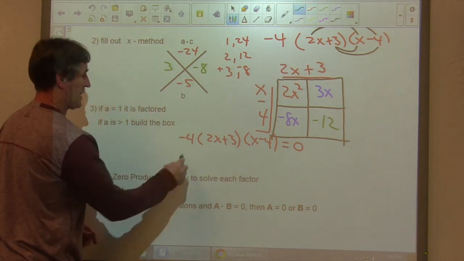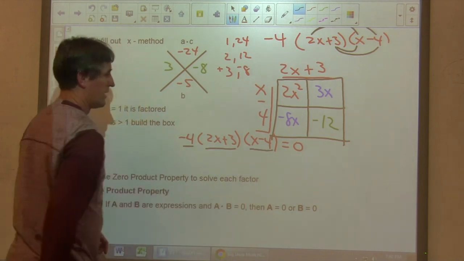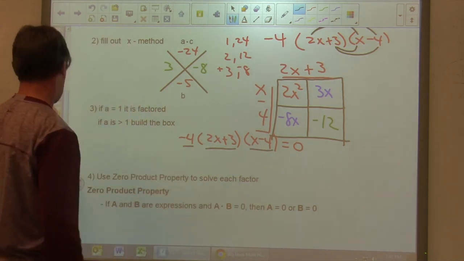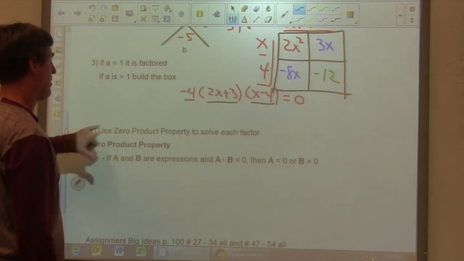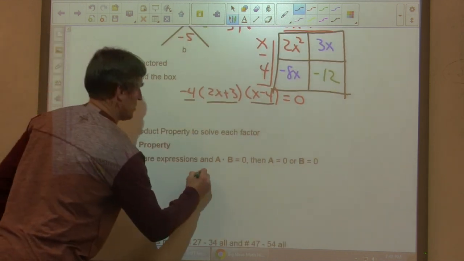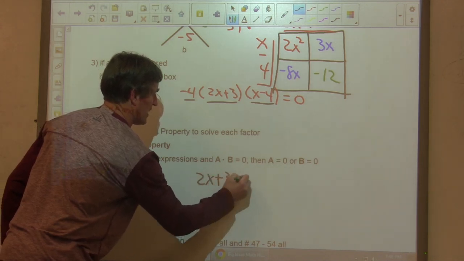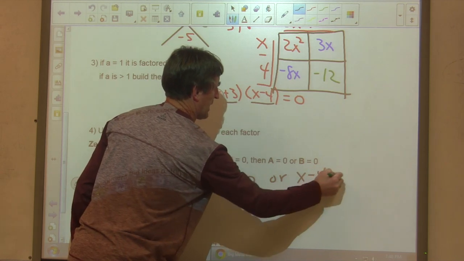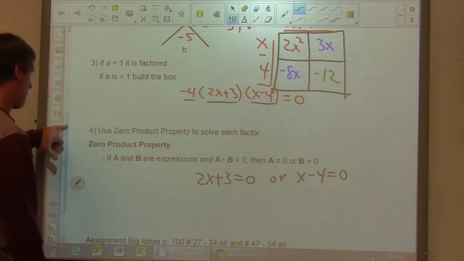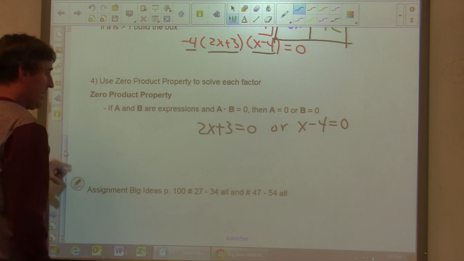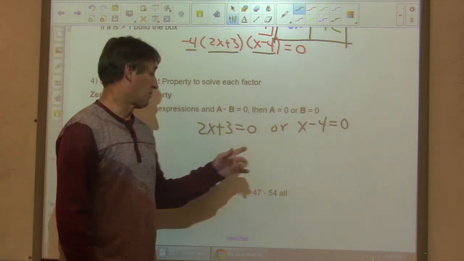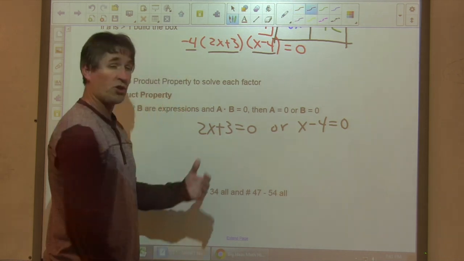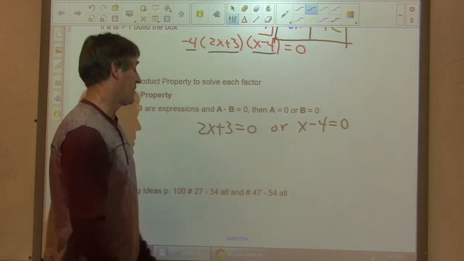So we really have 3 things multiplied together. But negative 4 can't be 0 because it's just negative 4. So that means if I use the zero product property, either 2x plus 3 equals 0 or x minus 4 equals 0. And then it becomes a simple algebra problem. You just solve this one for x and you solve this one for x. So I'll show you the long way and then I'll show a shortcut that you can use.